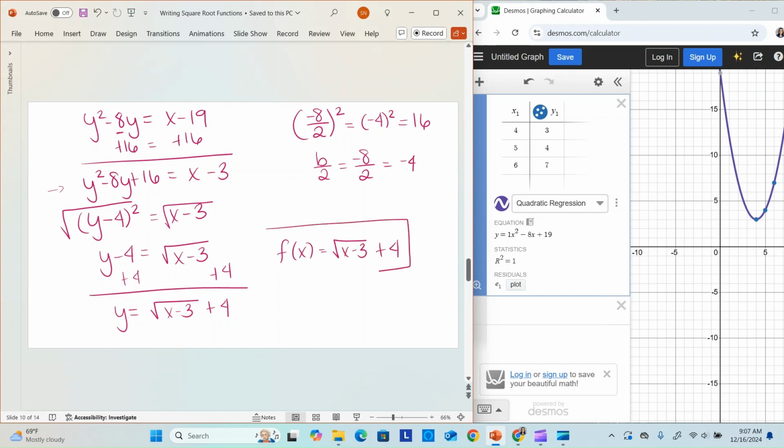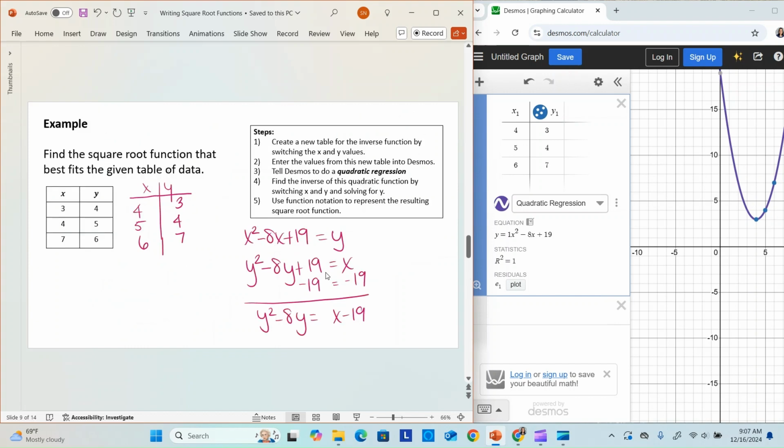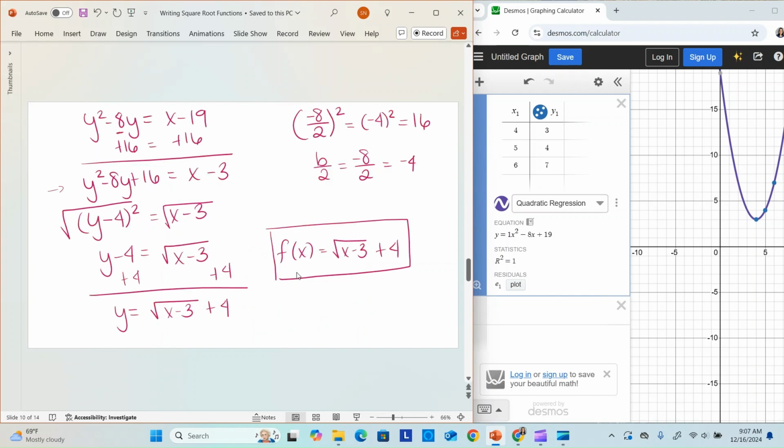So that's all the steps you need to do in order to find a square root function using regressions in Desmos. You have to first find the quadratic that represents its inverse. That quadratic was x squared minus 8x plus 19. And then you switch x and y, and you go ahead and find the inverse in order to find that square root function.